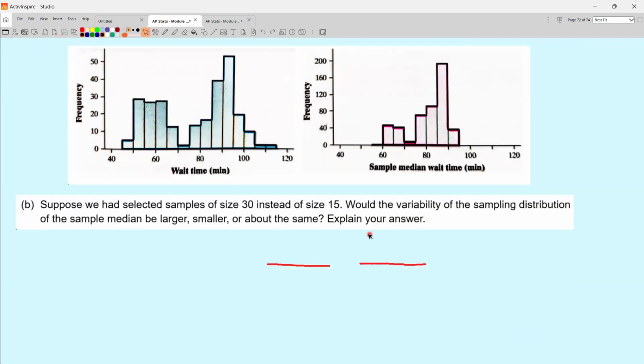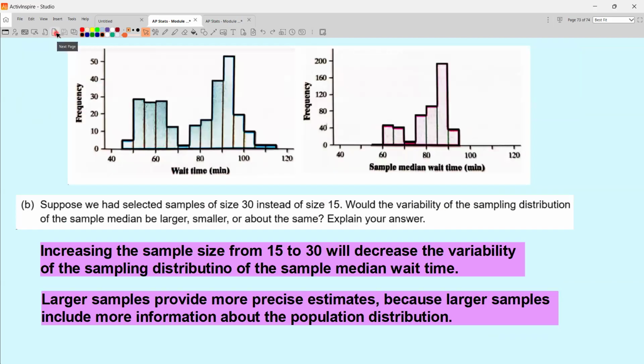Suppose we had selected samples of size 30 instead of 15. Will the variability of the sampling distribution be larger, smaller, or about the same? Explain your answer. Well, you might recall that when you have increased sample sizes, your variability is going to decrease. So larger samples are going to provide more precise estimates because larger samples include more information about the population distribution. So that variability is going to decrease.